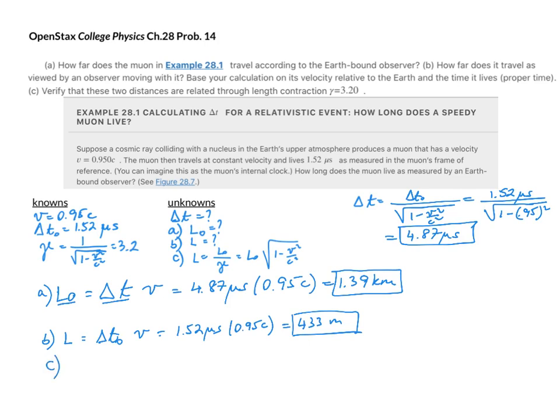And we have to check the relationship between them and see if indeed we get the gamma. So if I divide L naught by L, I get 1.39 kilometers divided by 433 meters. So that will be approximately 3.2, which was given to us as gamma. So we did the problem correctly. We have the correct relationship between length contraction and the proper length.